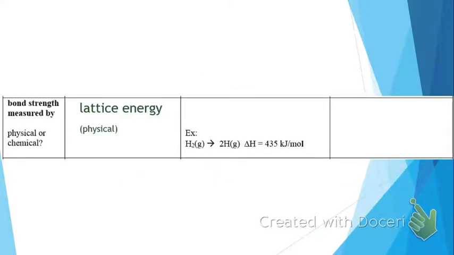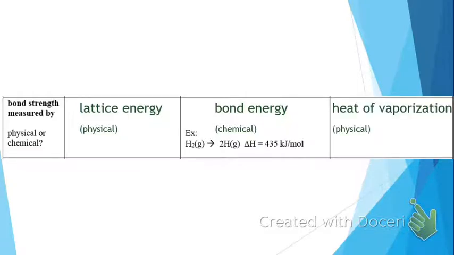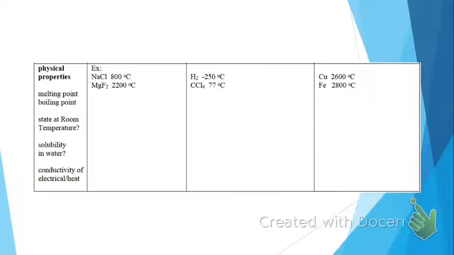So bond strength is measured by lattice energy, which is a physical change, bond energy for our covalent, and heat of vaporization for our metals. Actually not super important differences. It's how we measure these energies, and I'm not going to get into what each of these means or why. It's not something you're going to see again. These we are going to see again.